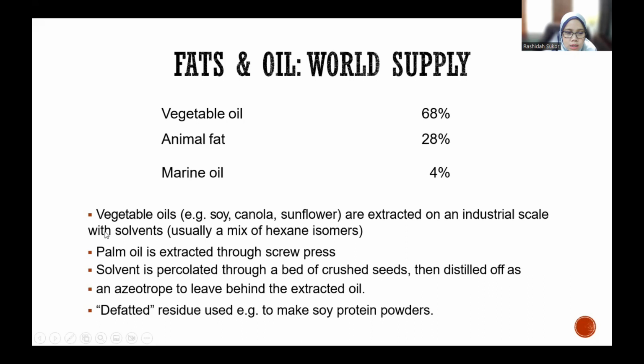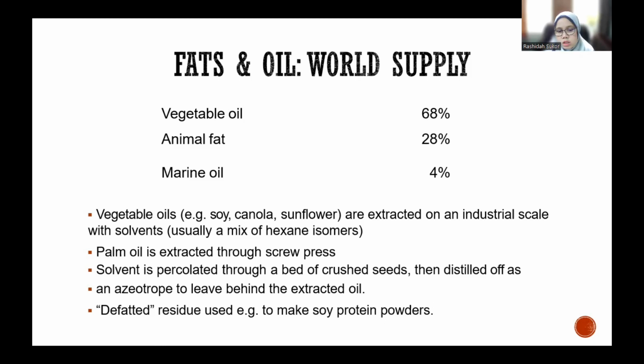This is what I was mentioning just now. So we have to use a type of solvent that can extract most of the oil from the source. In terms of vegetables, for example, soya, canola, sunflower. The oil is mostly in the plant, sometimes mostly in the seed. The seed has a higher percentage of oil. So they are extracted out at an industrial scale with solvent.